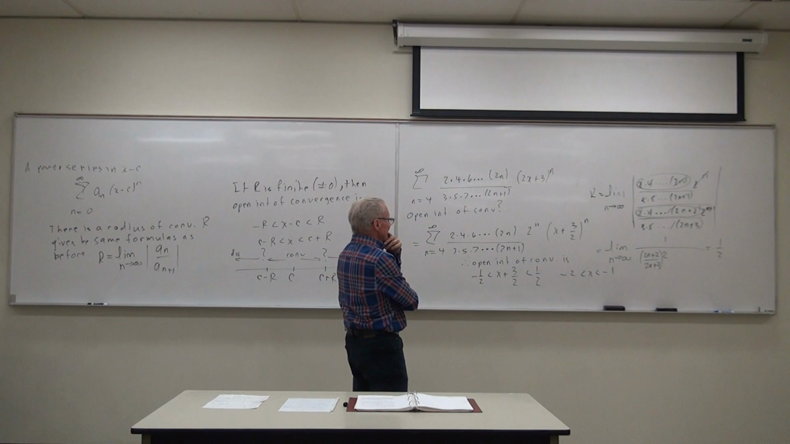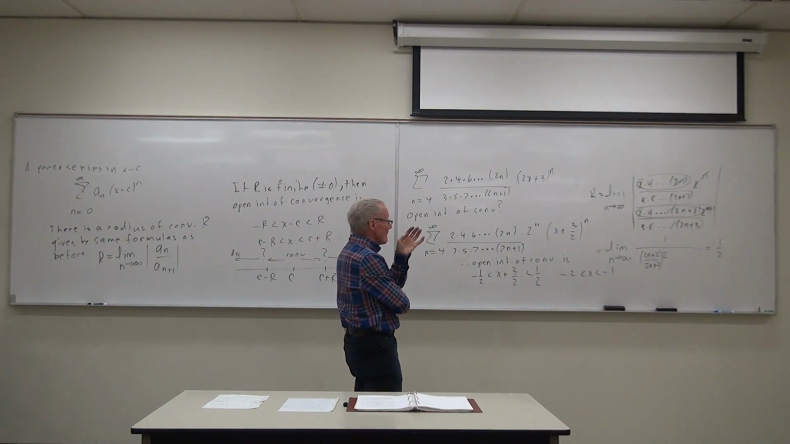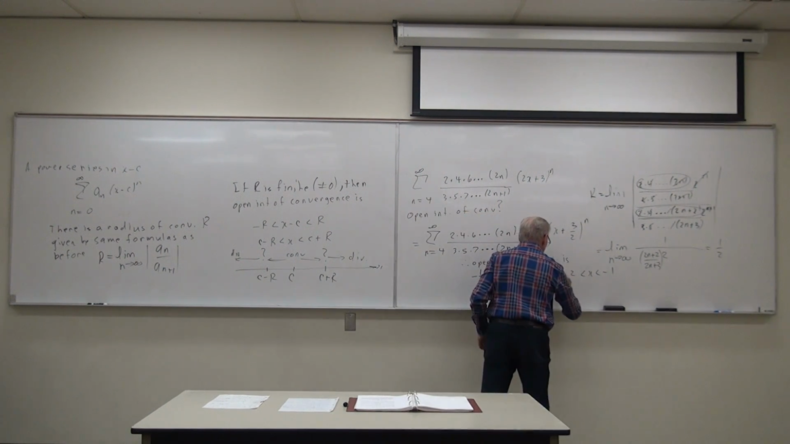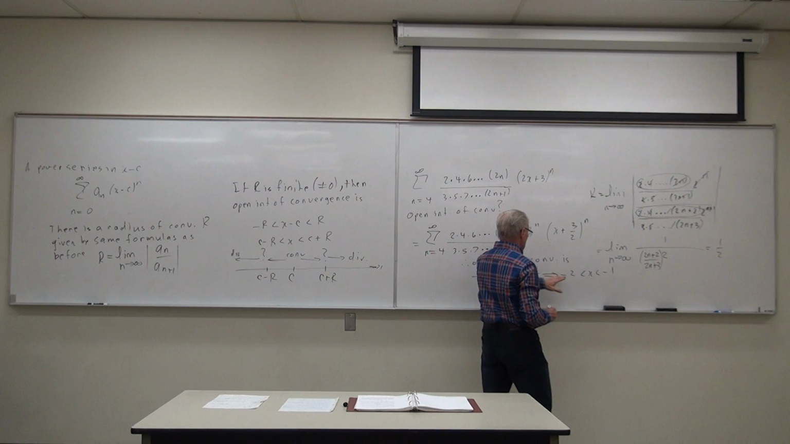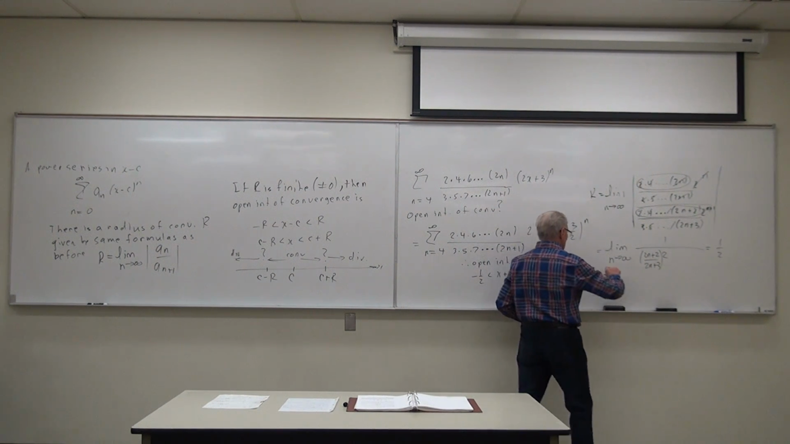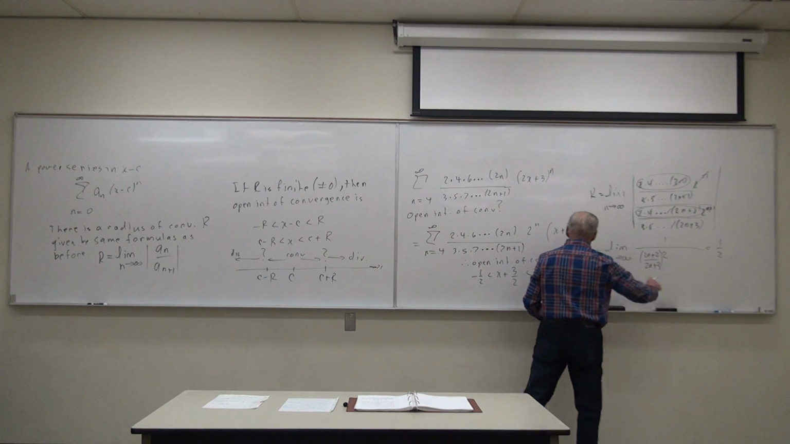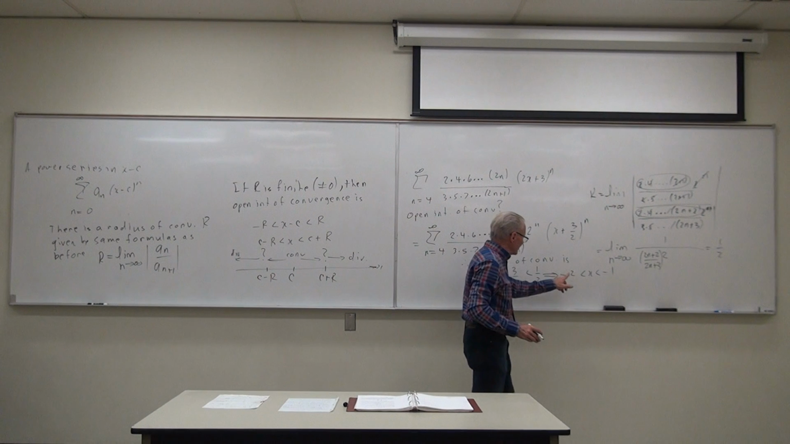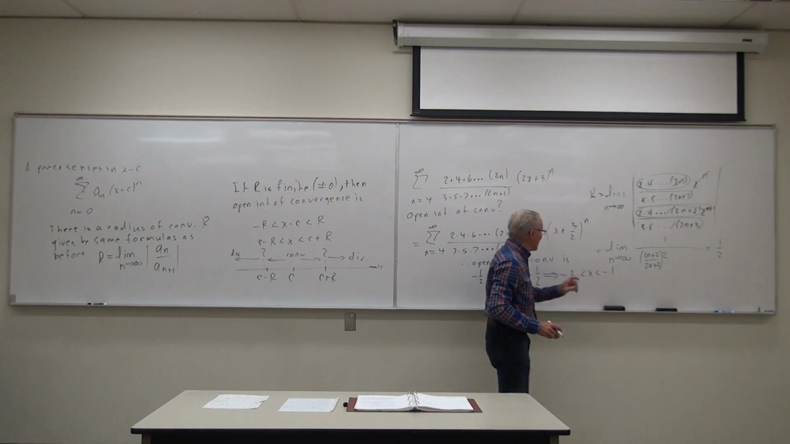So this series then converges between minus 2 and minus 1. Guaranteed. Don't know what's happening at minus 2. Don't know what's happening at minus 1. Know what's happening if you're bigger than minus 1, diverge. Know what's happening if you're less than minus 2, diverge. The only thing we don't know is at this guy and at that guy.